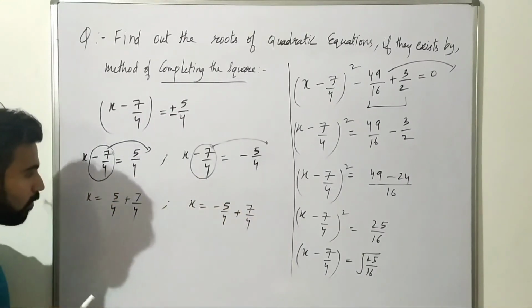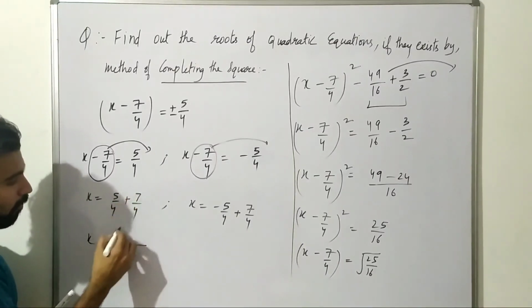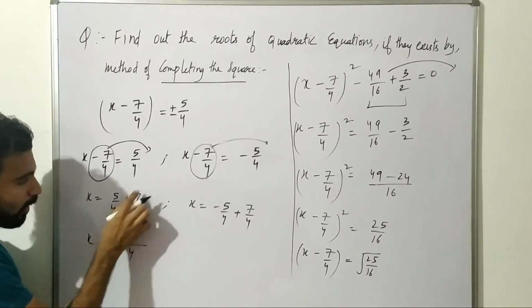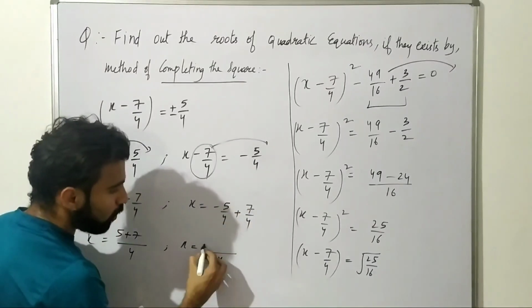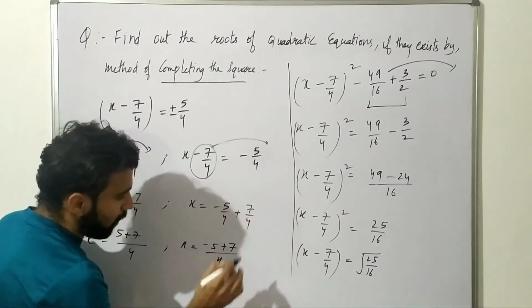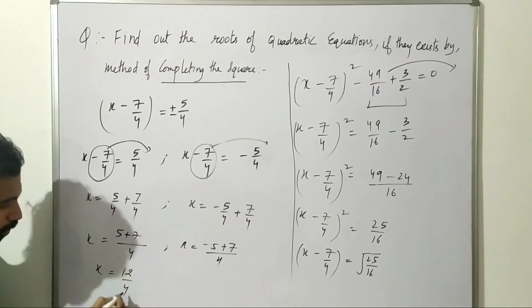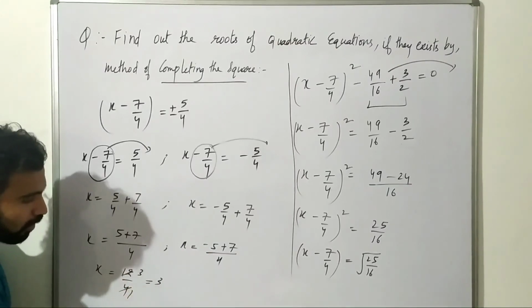Now further, if I just solve this, taking the LCM 4 here, that will be simply minus 5 plus 7. As the denominator is the same here, that will be simply the numerator addition. So denominator is 4, and that will be minus 5 plus 7. Now if I add this, that will be 12 over 4. Now reducing the term, 4 3s are 12, so that will bring me x equal to 3.